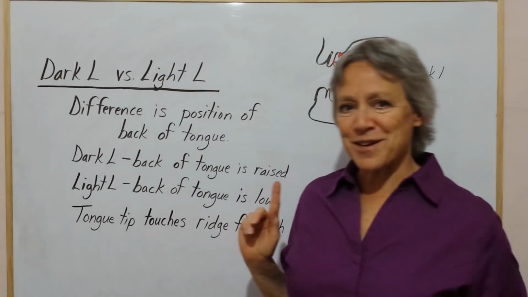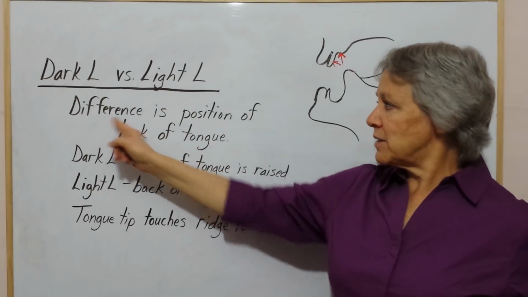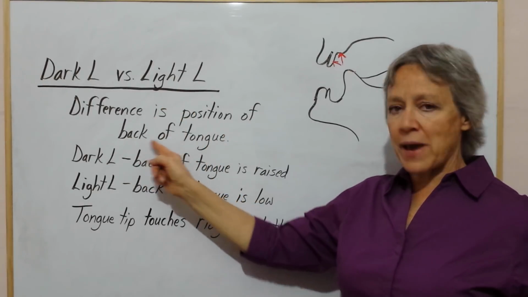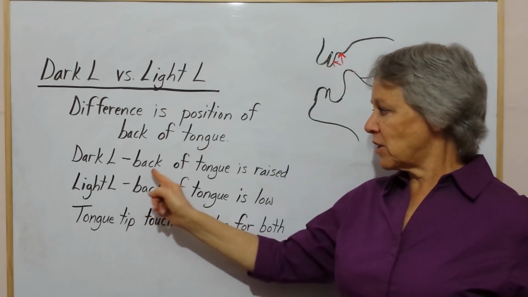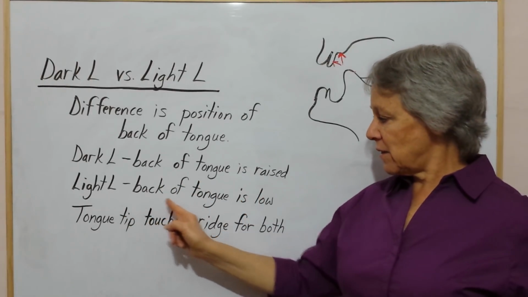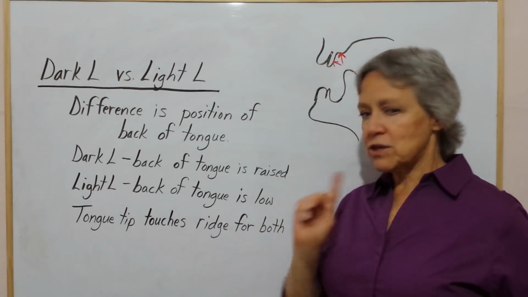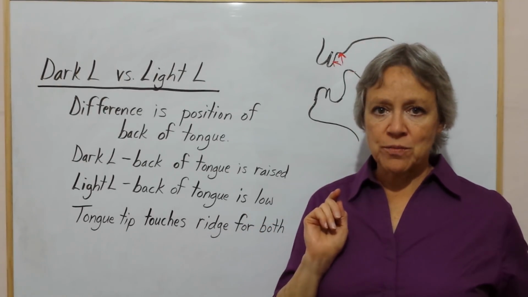And I've written those things up here. So dark L versus light L, the difference is the position of the back of the tongue. In the dark L, the back of the tongue is raised. In the light L, the back of the tongue is low. But the tongue tip touches the ridge for both.